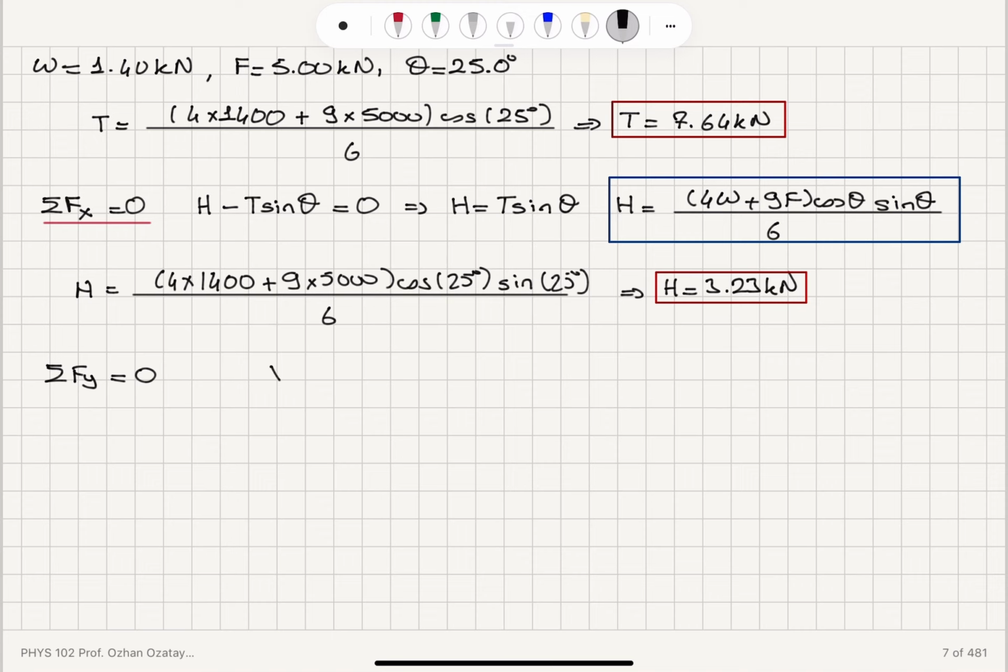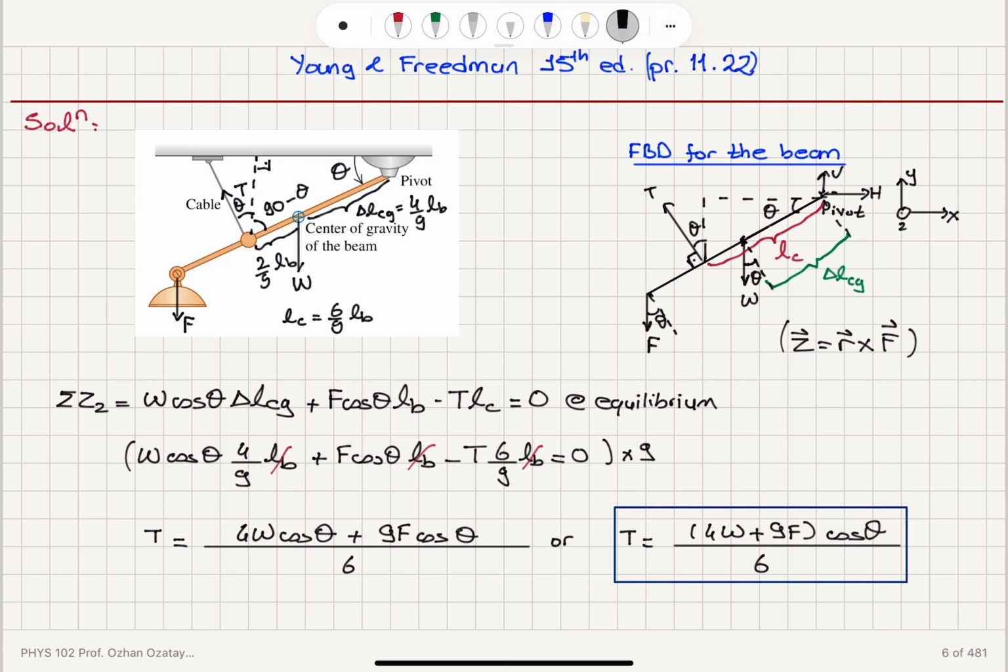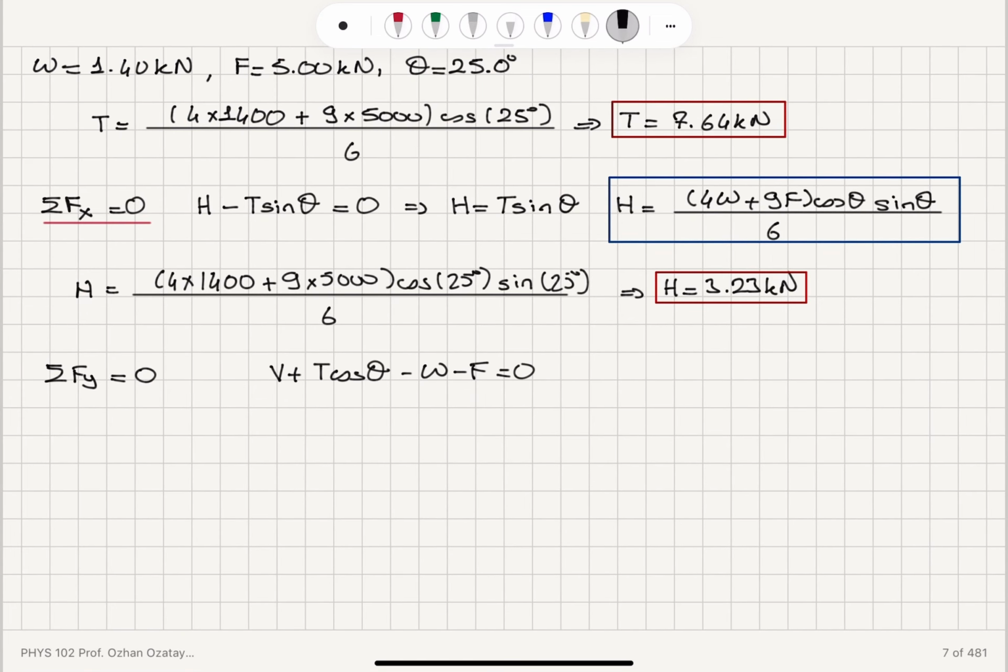There is this vertical force pointing up. There is T cosine theta pointing up. The weight and the force F are pointing down. So I have T cosine theta pointing up, W and F pointing down, and the vertical force pointing up. So this gives me the vertical force should be equal to W plus F minus T cosine theta.